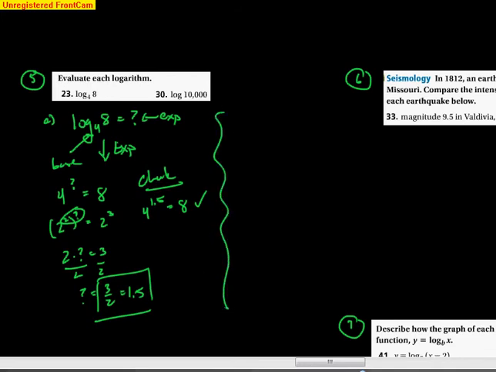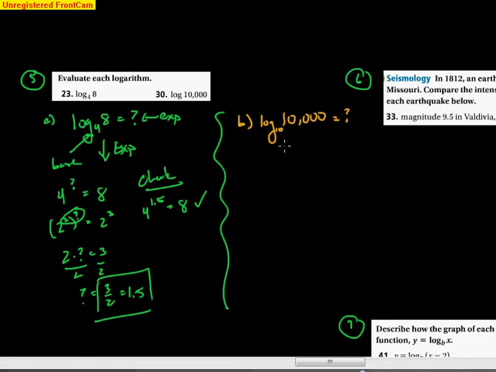Okay, let's do B now. B says log of 10,000. Now this log doesn't have a base with it, but you should know that the base is 10. And we need to know what this is. Now, your calculator can do it because it's base 10, but I don't want to do it that way. I want to use my brain.